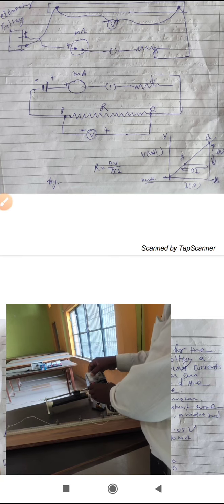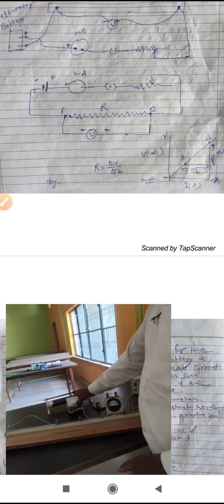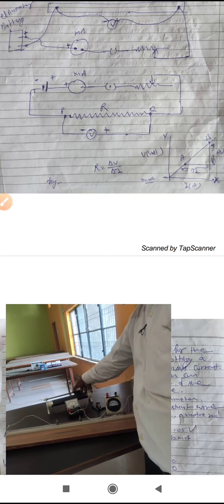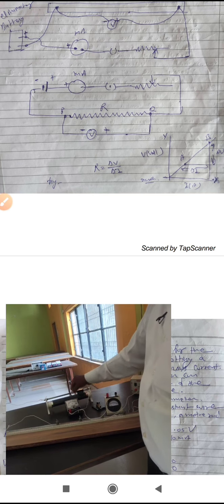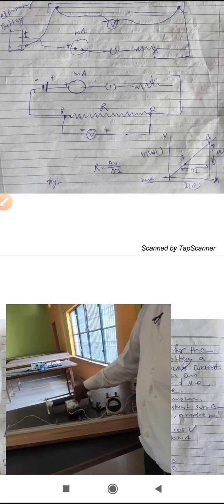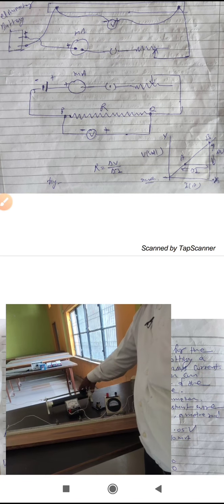First we note that 0 indicates the 0.0 mark, and 10 divisions indicate 100 milliampere, so 1 division indicates 10 milliampere. We switch on the circuit and note how many divisions: here 5 divisions in the voltmeter and 6 divisions in the ammeter. Next, 10 divisions in the voltmeter and 12 divisions in the ammeter. So in this way we change the current and take many readings.